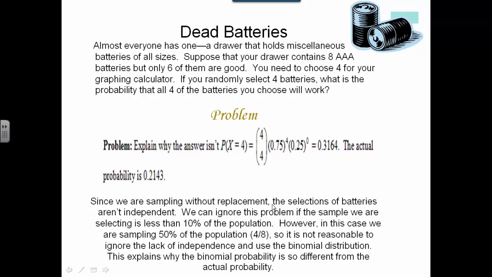Since we're sampling without replacement, the selections of batteries aren't independent. We can ignore this problem if the sample you're selecting is less than 10%. However, in this case, we're sampling 50% of the population. It is not reasonable to ignore the lack of independence and use the binomial distribution. That's why the binomial probability is so different from the actual probability if we figure this out. The actual probability was 0.2143. But when we tried to figure it out using this method, we got a very different answer, 0.3164.